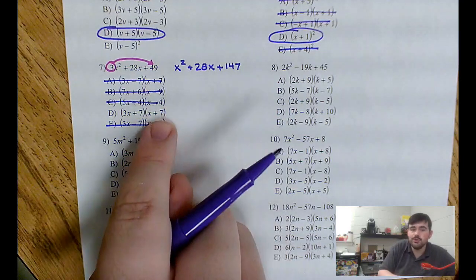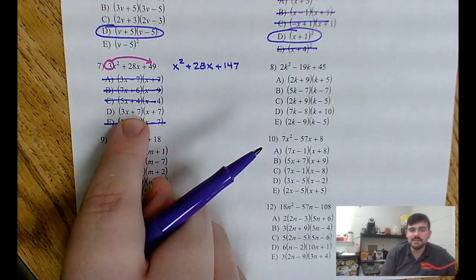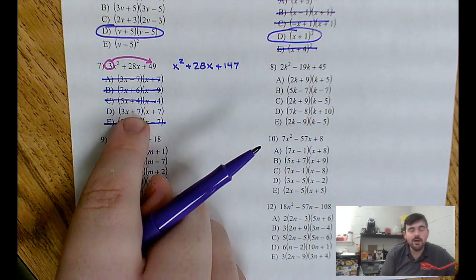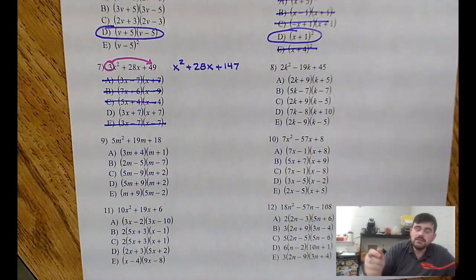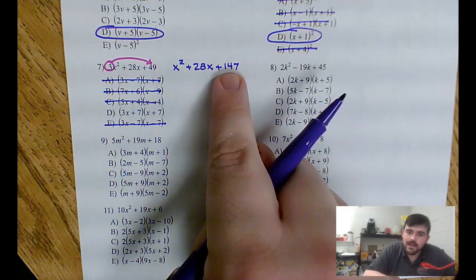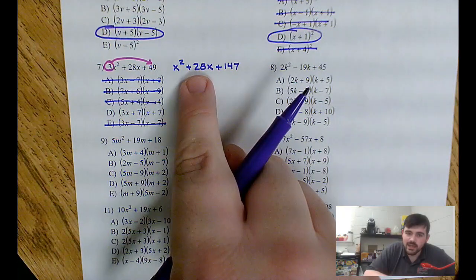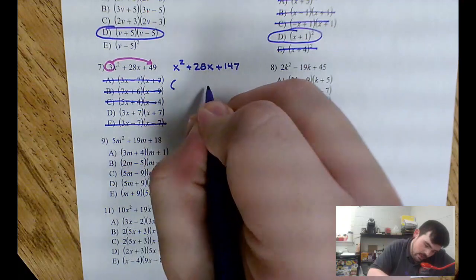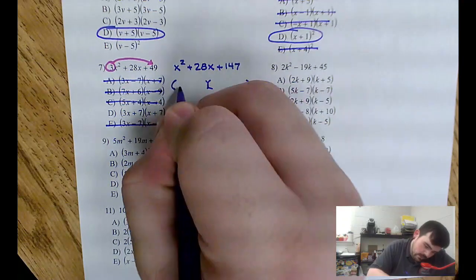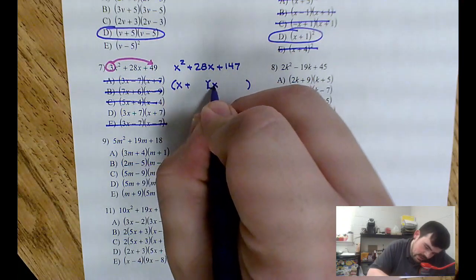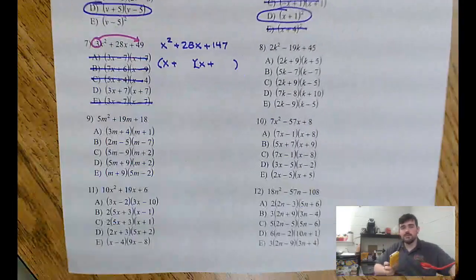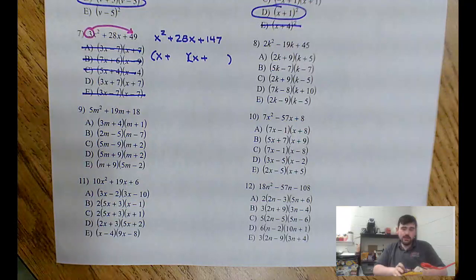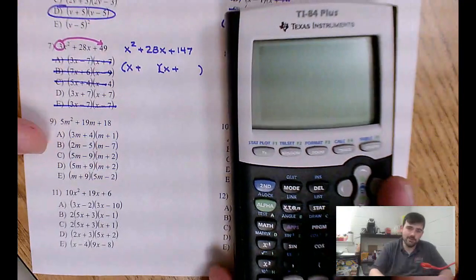But I do want to show you, of course, how to get down to this answer, especially if you don't have a multiple choice sort of activity in the future. Okay? So I'm looking for two numbers that multiply to 147 and add to positive 28. Like I said, I know my two factors are positive, so I'll say x plus and x plus. Now, I don't know all the factors of 147 off the top of my head, so I want to go ahead and show you the calculator trick for this one.